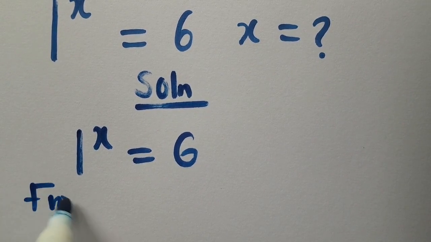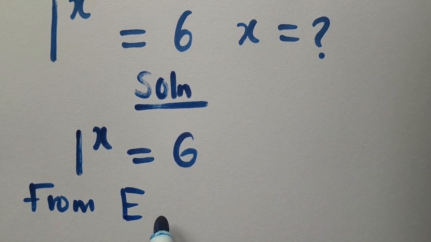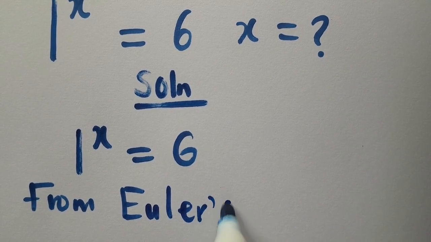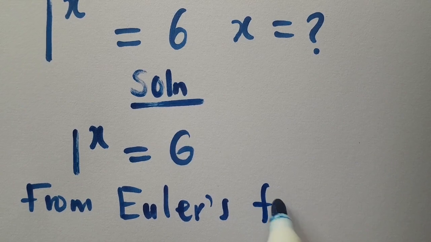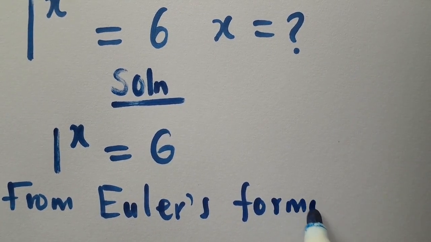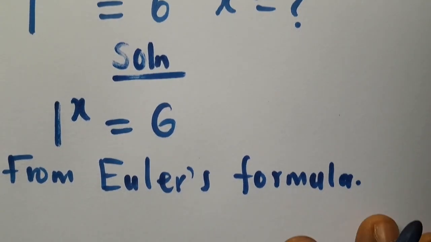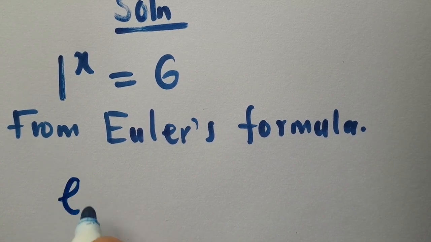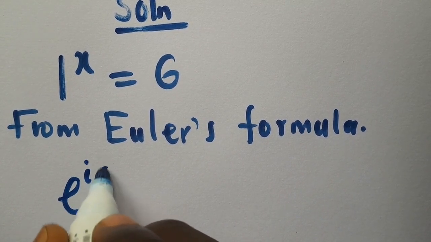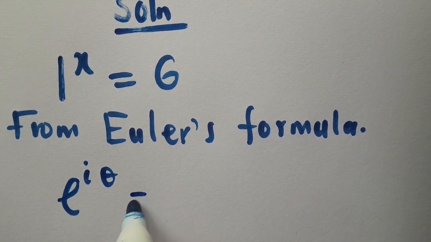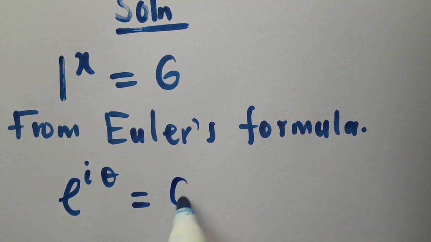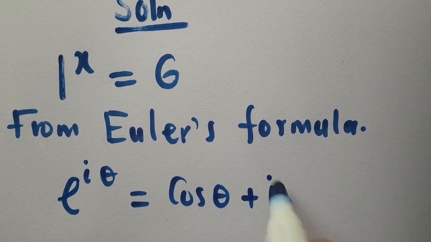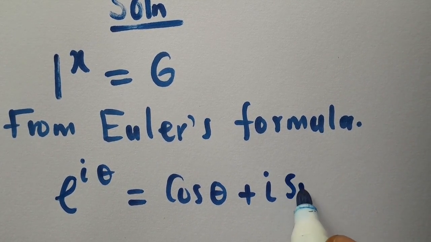To solve it, let us recall Euler's formula. We can only use Euler's formula to solve this type of problem, because when you solve it using logarithm, there's no real solution. You can only have a complex solution for this problem. So we have Euler's formula as e to the power of i theta equals cos theta plus i sine theta.